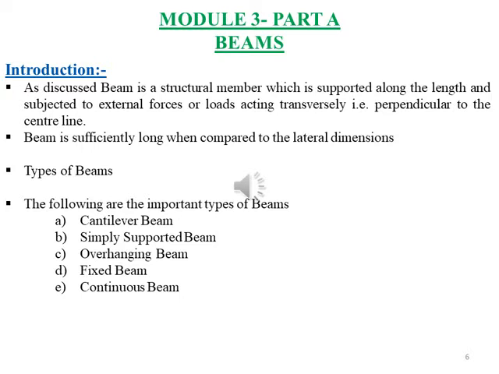We have the cantilever beam: one end is supported, one end is free. Simply supported beam: there is a support at the bottom of the beam and it allows horizontal movement, but vertical movement is not allowed. Overhanging beams, fixed beam, continuous beam. These are some of the examples. We will see in the next slides with diagrams what we mean by a cantilever beam, a simply supported beam, an overhanging beam, a fixed beam and a continuous beam. There it will be very clear.